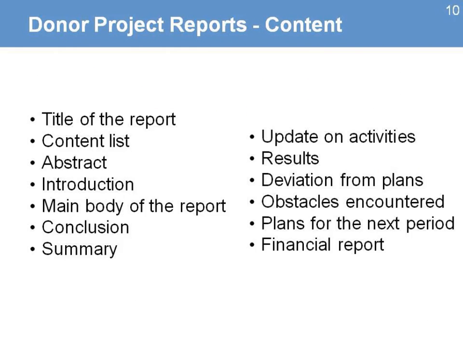The next important set of reports is the donor project reports. And here's some typical content that will go. This is a more formal type of report, so many times the donor will have a specific format that you need to complete, or the organization might have formats they need to follow. In any case, the content will include the title, the content list, an abstract or a summary, an introduction to what the report is, the main body of the report, and some conclusions or a summary.